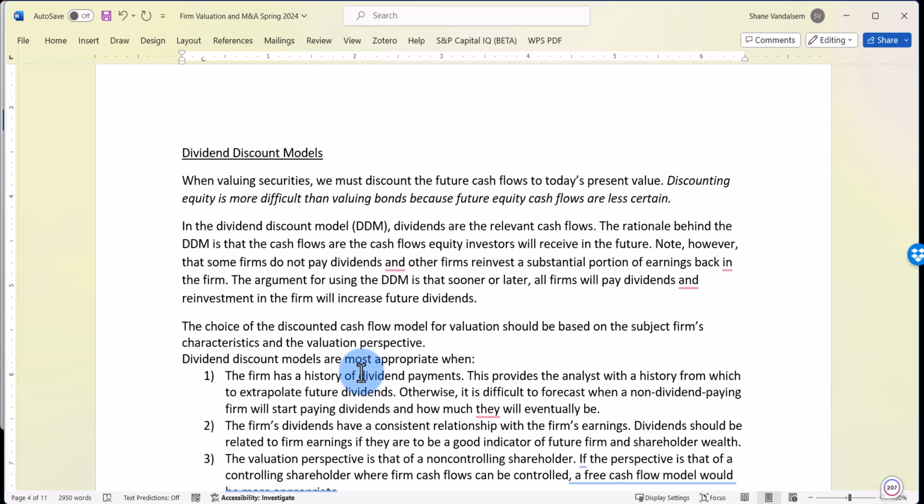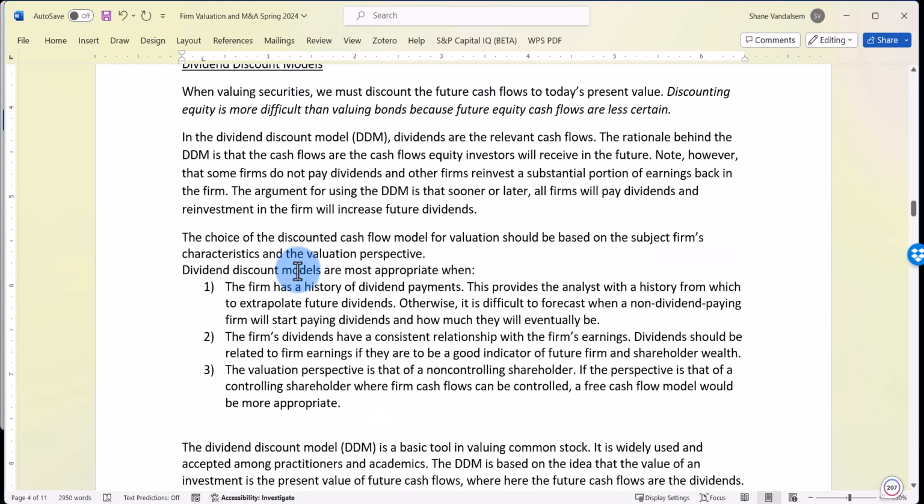So in the dividend discount model, the dividends are the relevant cash flows. The rationale behind the DDM is that these are the cash flows equity investors will receive in the future. I make a note here, however, that some firms do not pay dividends and other firms reinvest a substantial portion of earnings back into the firm. The argument for using the dividend discount model is that sooner or later all firms will pay dividends, and reinvestment in the firm will increase future dividends.